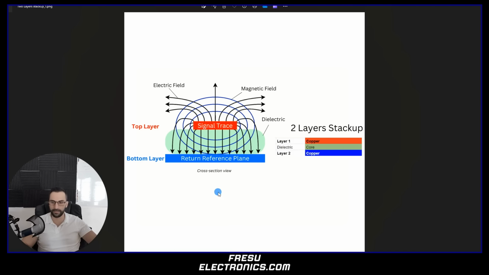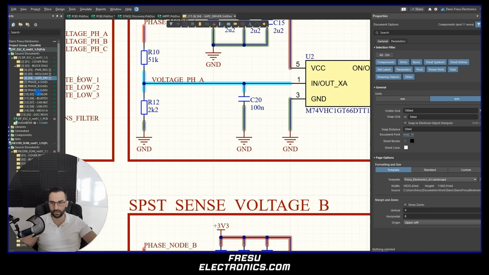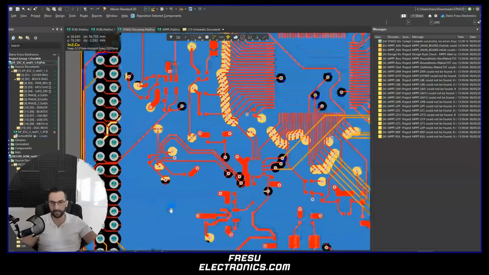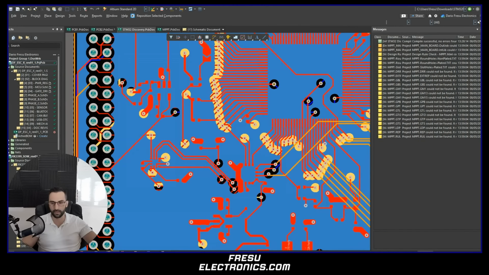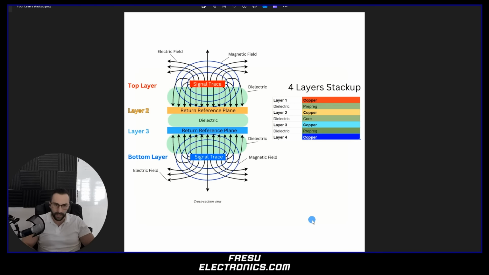So when choosing the stack-up, I always think in terms of fields and in terms of return current. So how is the current going back to the source? And the best way that we can do that is by choosing a return reference plane. So what we want to have is a full plane. Like in this case, when we have a signal on the top, then we want to have an adjacent return reference plane in here.